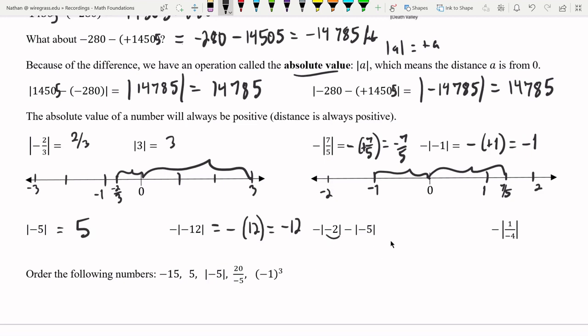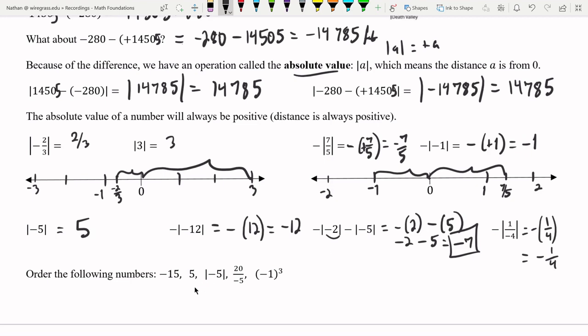So this becomes positive 2 and minus, and this becomes positive 5. So you have negative 2 minus 5. Start at negative 2, go left 5 units. That's going to be negative 7 as our answer. And this one here, right, we have 1 divided by negative 4. It's going to be negative 1/4. The absolute value of that is just going to be positive 1/4. And the negative of that is going to be negative 1/4.